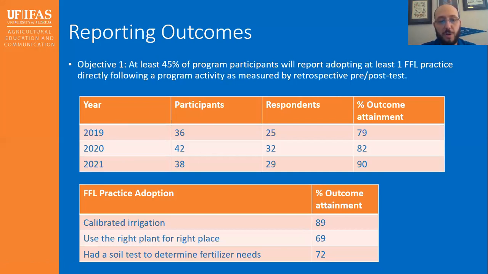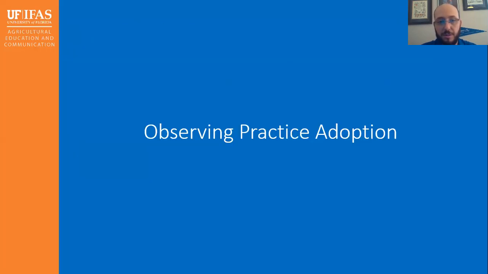And then as you have your small p objectives, maybe you want someone who's actually calibrating their irrigation or using the right plants or using a soil test. You're able to connect those to this data table and report your outcome attainment because you're collecting that data, and you have it already broken down in that way, so it makes reporting a lot easier.